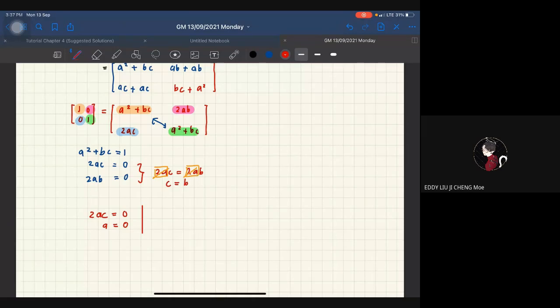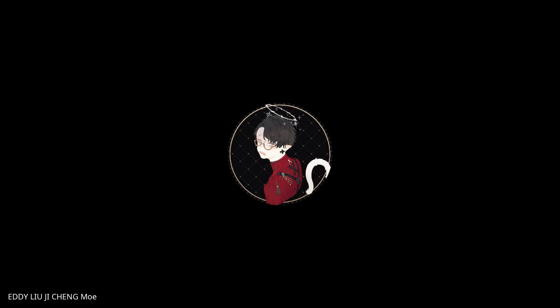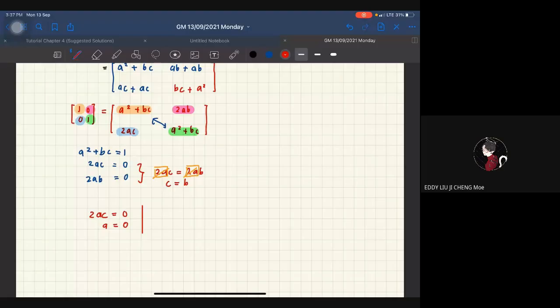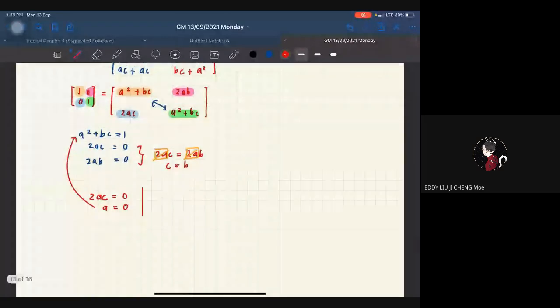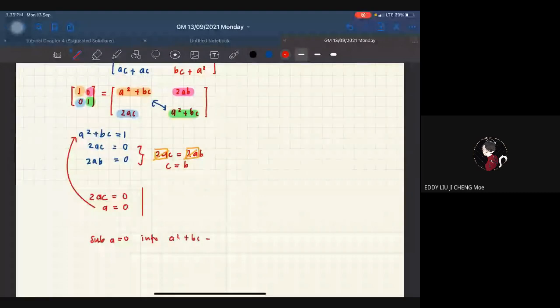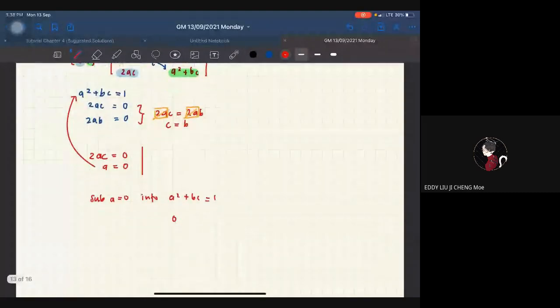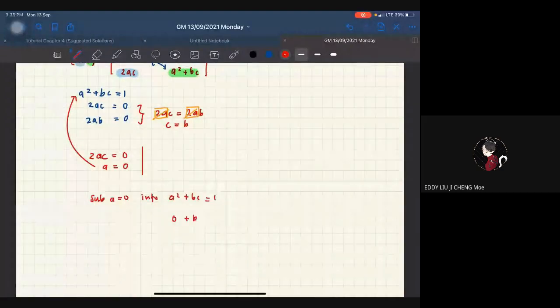Okay, more? Student: Then we substitute A into A squared plus BC equals 1, and then we get BC equals 1. Okay, so we substitute A equals 0 into A squared plus BC equals 1. So you get 0 plus BC equals 1, and then we get BC equals 1.